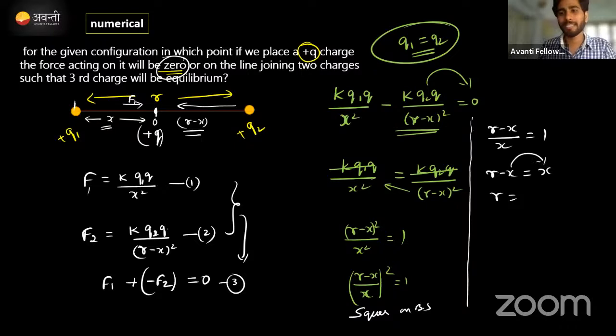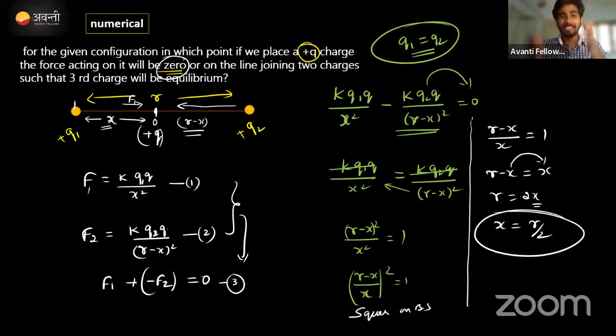If it comes to this side, it means plus X, so X plus X will be 2X, and the X value we need to find out, where it is actually located on the line joining the points. That's why take 2 to the left hand side. Then X value will come out to be R by 2. Means exactly, the distance between these two is R, right? Exactly if you keep this third charge in between the line joining the points, exactly at the middle, the force experienced by this charge will be equal to 0.